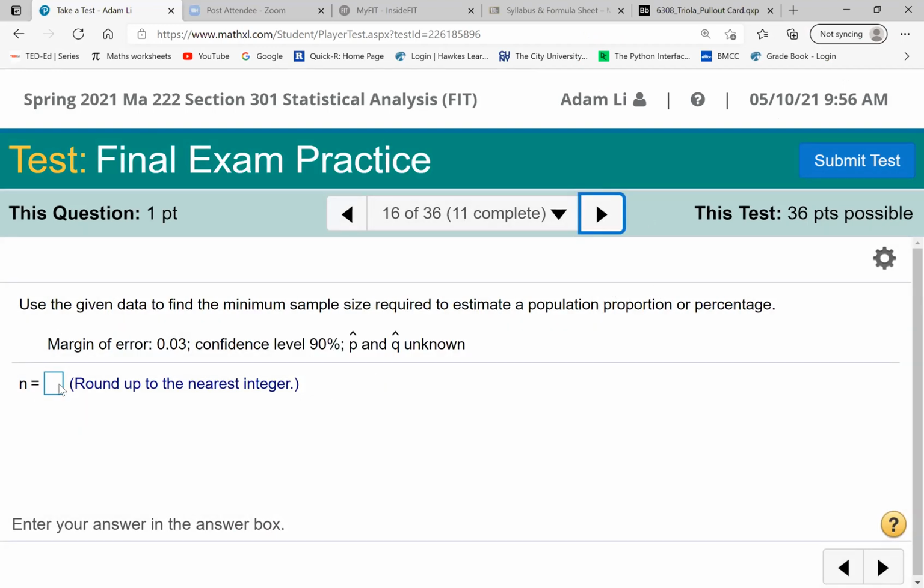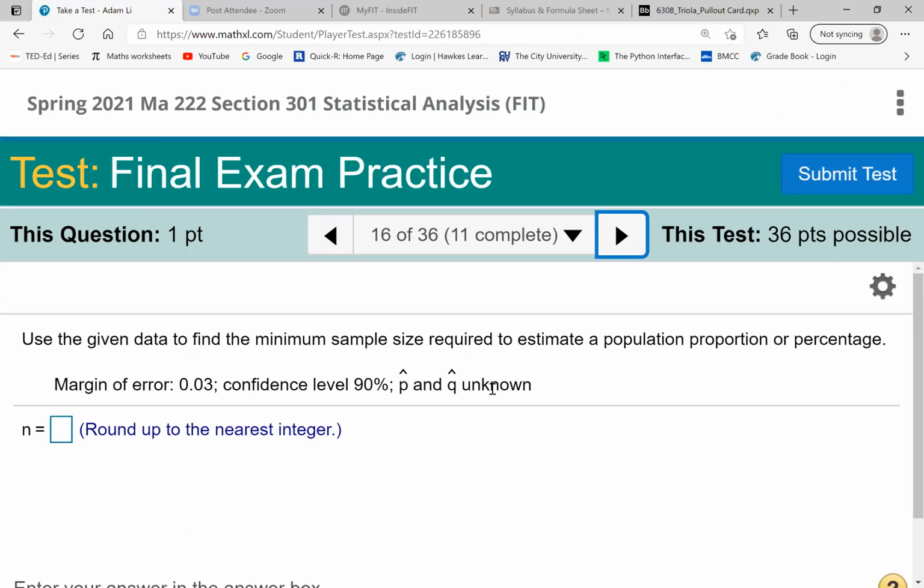And it's about finding the sample size. And here the special thing is p hat, q hat unknown. So when p hat, q hat unknown, you can assume both become 0.5. And using 0.5, we will guarantee, we are being conservative, meaning the sample size will be large enough to accommodate this requirement.